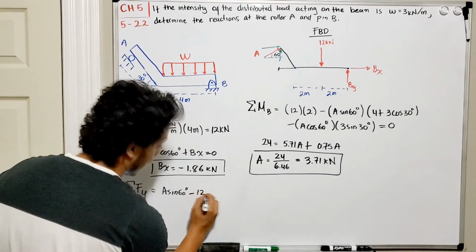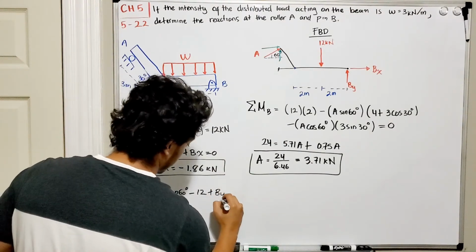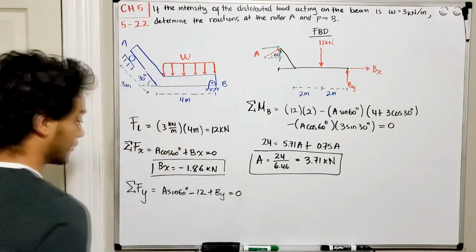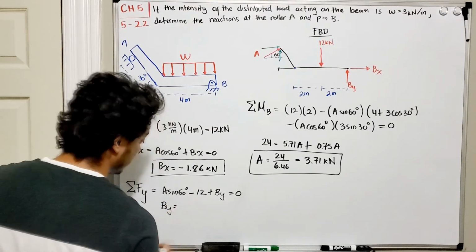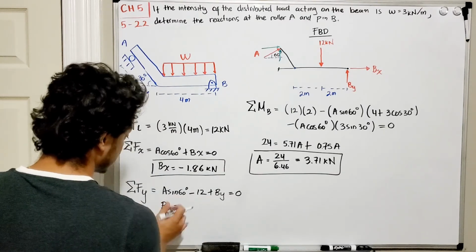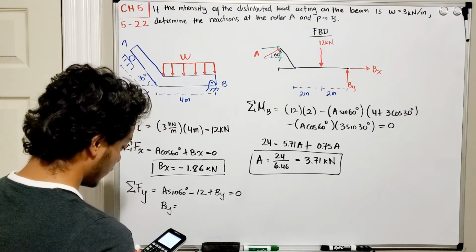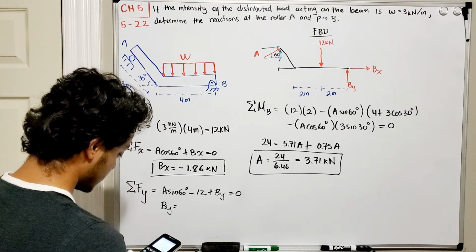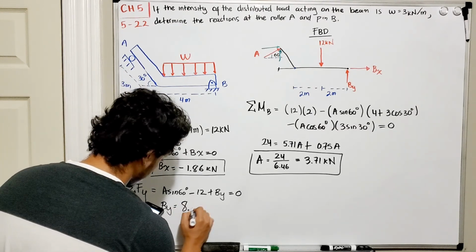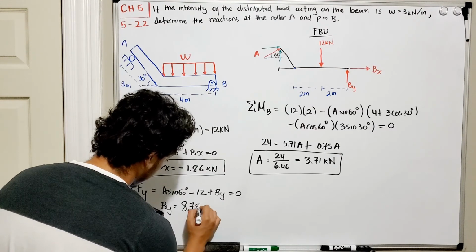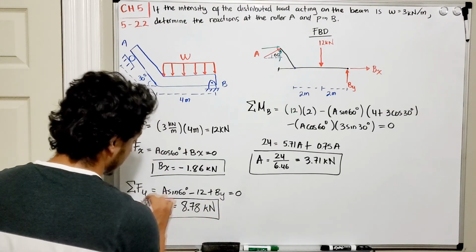Minus our 12 kilonewtons plus By. And all this should be equal to 0. Okay, so if we solve for By, we'll find that By is going to be equal to 12 minus A sine of 60. So let's see how much that is. So we got 12 minus the 3.71 multiplied by the sine of 60 degrees. And this is going to be equal to 8.78 kilonewtons. Okay, and we found our third answer.